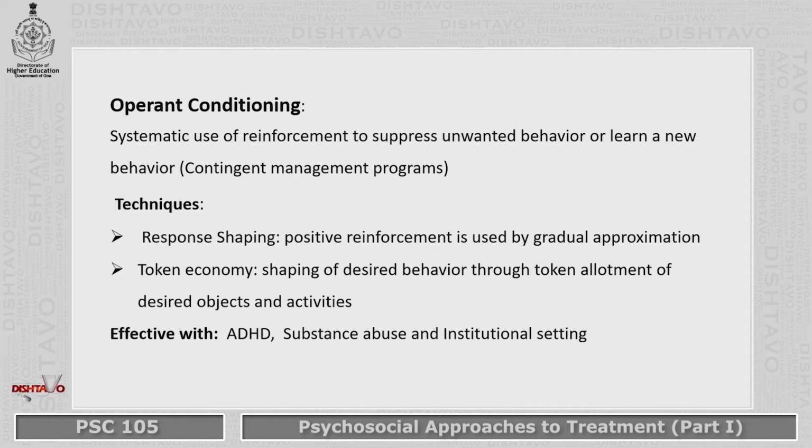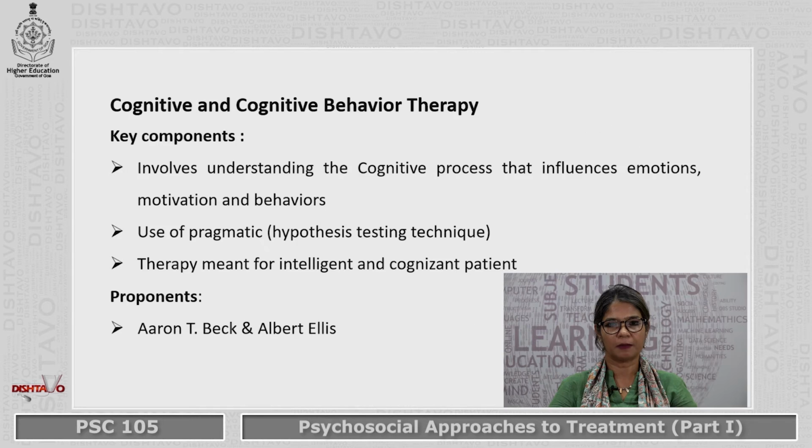Another form of technique of operant conditioning is token economy. Here we use different types of token allotment to shape desired behaviors. For example, it could be used in institutional settings like an industrial setup where, for example, a certain kind of activity needs to be encouraged.